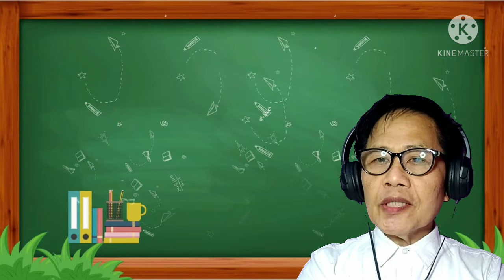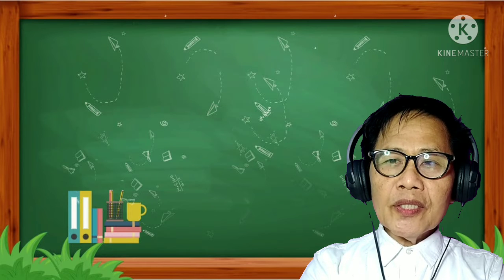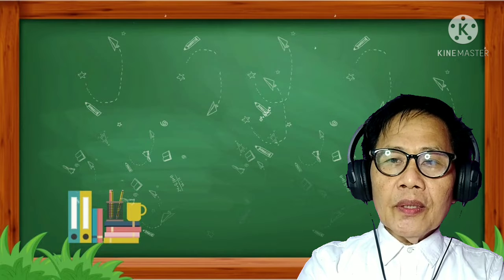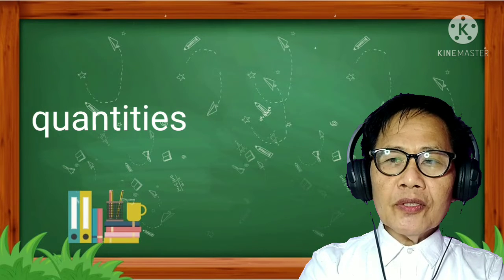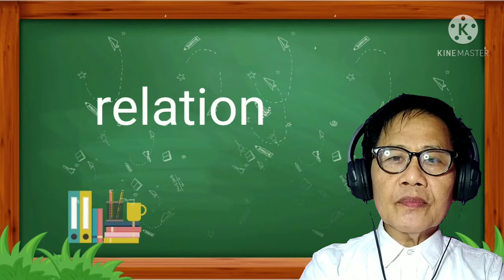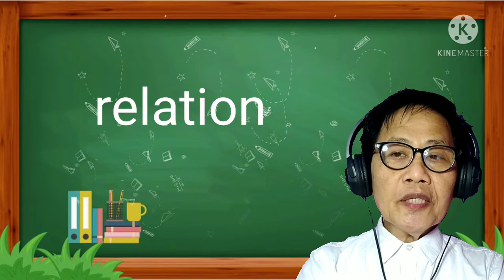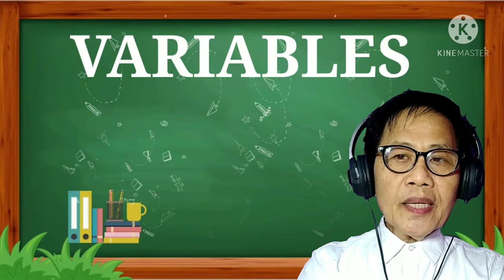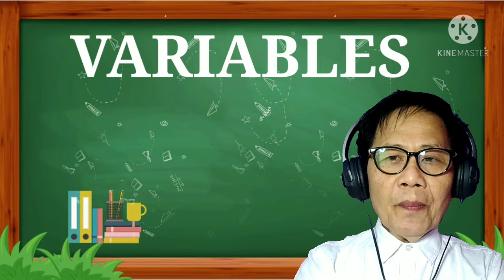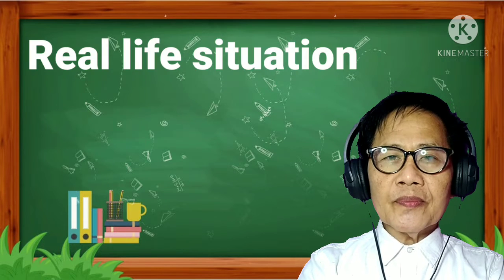Math learners, in our day-to-day life, we are dealing with quantities that change in relation to one another. You learned from your previous lessons that these quantities are referred to as variables. In mathematics, these variables can be represented by symbols or by any letter in the alphabet. Let us begin this lesson by determining the variables in real-life situations.